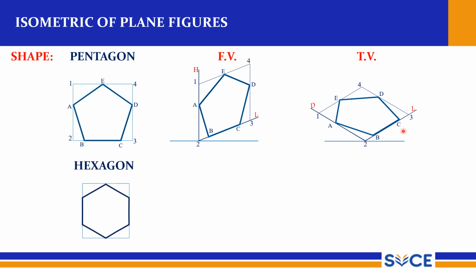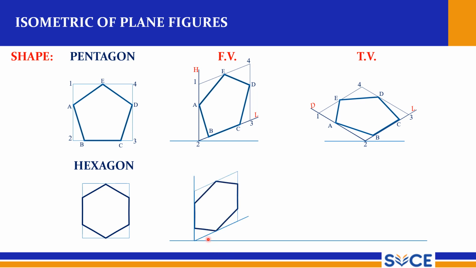The hexagon is also done the same way. Enclose the hexagon within a rectangle, and then use the 30-90 plane for the vertical hexagon, and use the 30-30 plane for the horizontal hexagon.